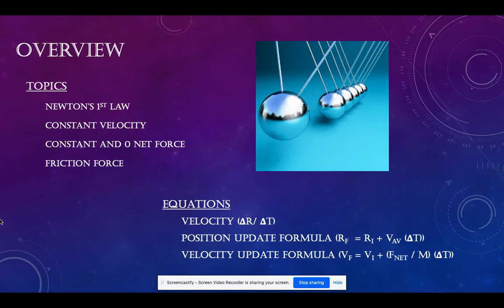So, an overview of the lab, the topics we covered are Newton's first law, which is an object at rest or in motion will remain in rest or in motion until acted upon by a force. And this basically describes the constant velocity that we're going to see from our moving object. We also are going to have a constant and zero net force. However, in the experiment, we're going to see that that's not actually the case, and we will experience a friction force.